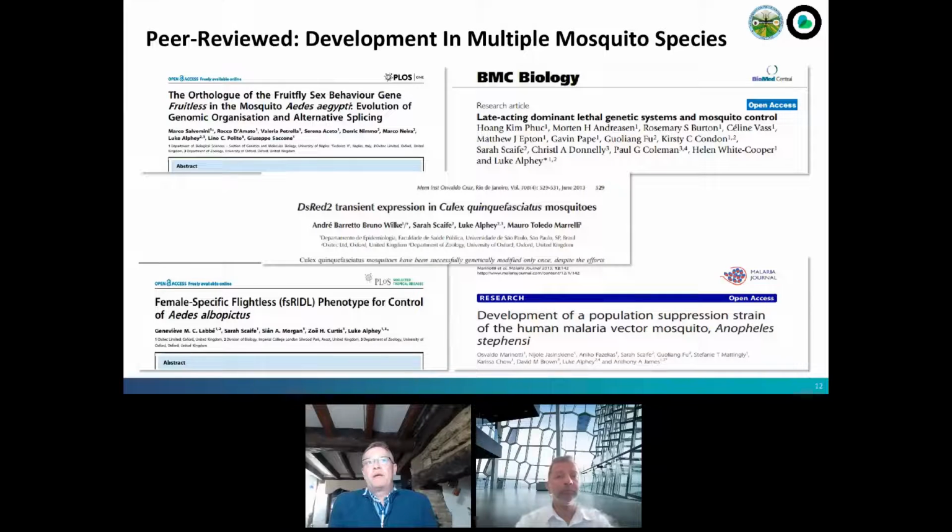So 5 papers here, just showing you that we've got a good blend. We can get this technology to work in different mosquito species. These mosquito species are typically those that transmit diseases. So you'll see here Aedes albopictus, Aedes aegypti, both vectors of neglected tropical diseases, and that's Zika, chikungunya, dengue, yellow fever, and a few others. There's also, bottom right there, you've got Anopheles stephensi, and this is a malaria vector.